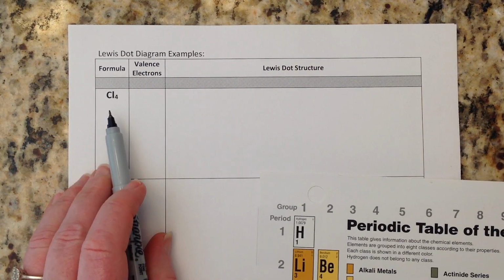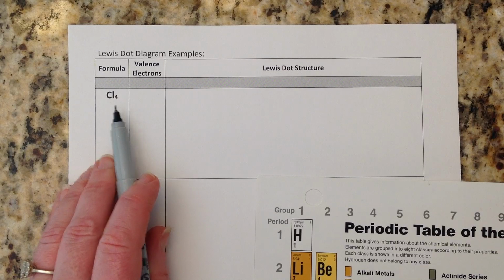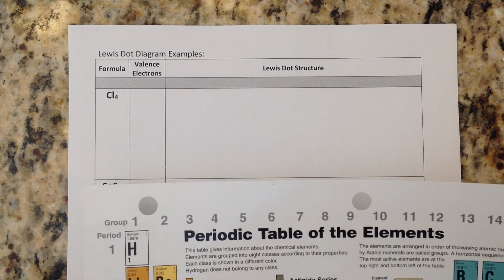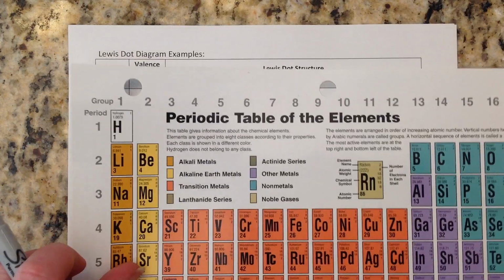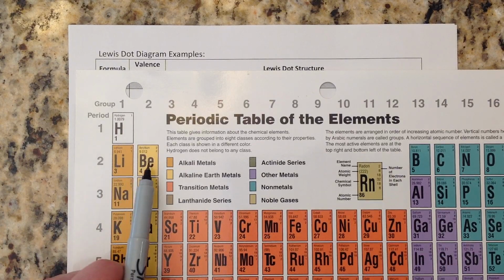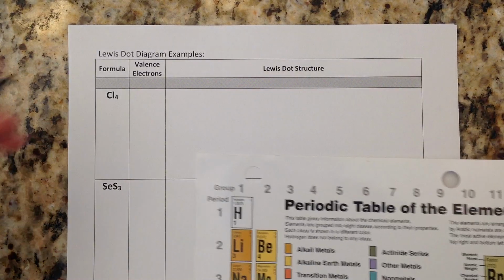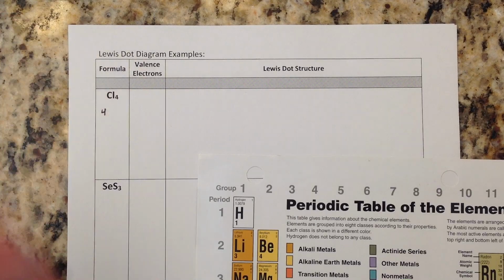So the first one we're going to look at is CI4. So we're going to count our valence electrons. That's the first step. So carbon has 1, 2, 3, 4 valence electrons, and I'm just going to jot that down.